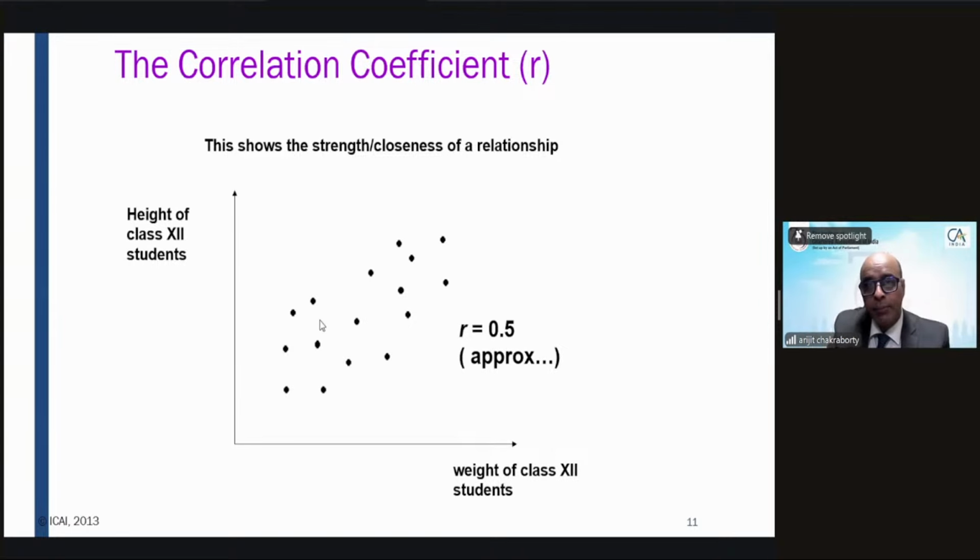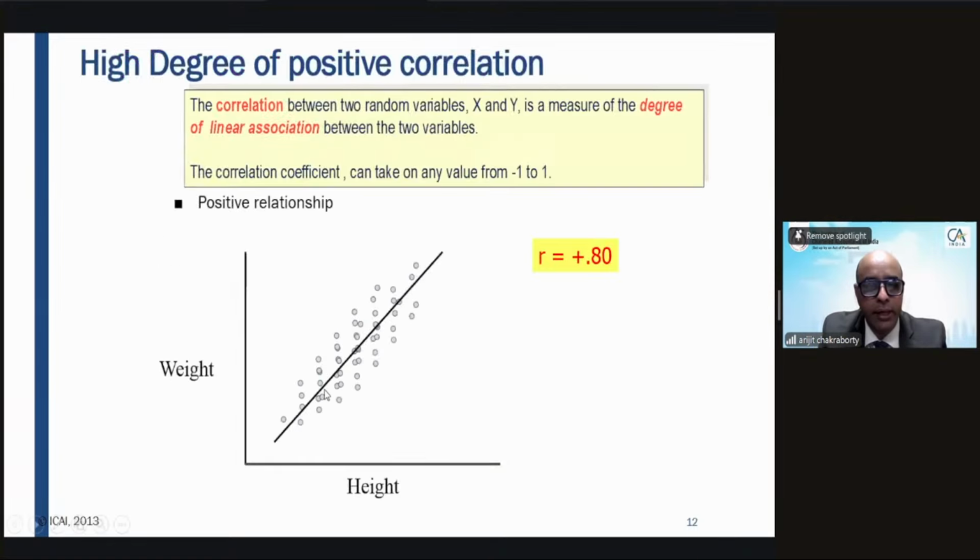So this is an example of a scatter graph जहां पे हम लोग देखने की कोशिश कर रहे हैं कि how strong is the relation or the closeness. So this is around 0.5. Second, we move to the next slide, and here we see the correlation between two random variables. Here we see थोड़ा सा weight or height, another example, plus 0.8. So please see that now the scattered points, they are closer to each other.